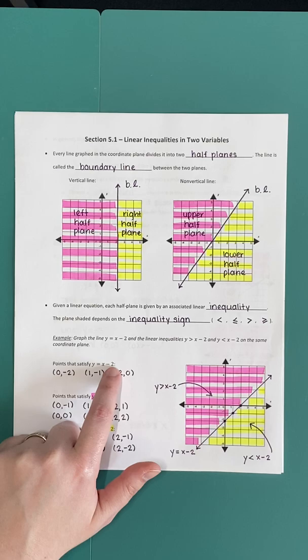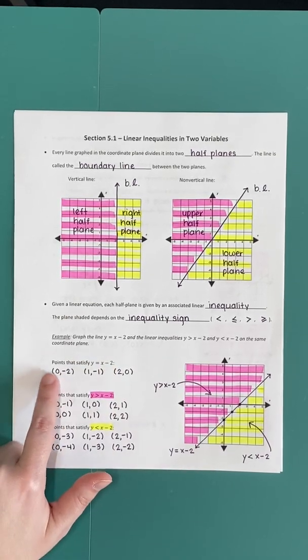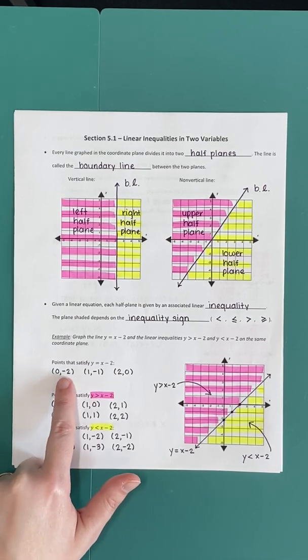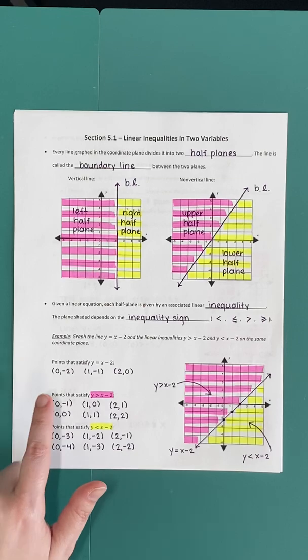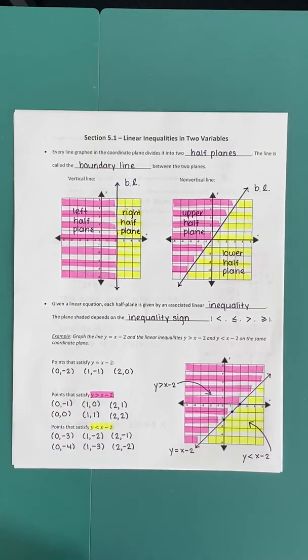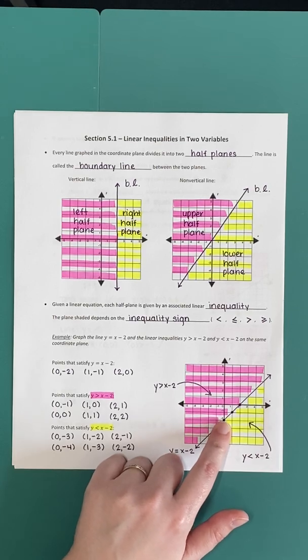So we have 0 minus 2, which is going to give us negative 2. So when x is 0, y is going to be negative 2. So that's going to be one of the ordered pairs that solves this equation. So that's going to be one of the points on the line that we get. So 0, negative 2. That's going to be one of the points on the line.